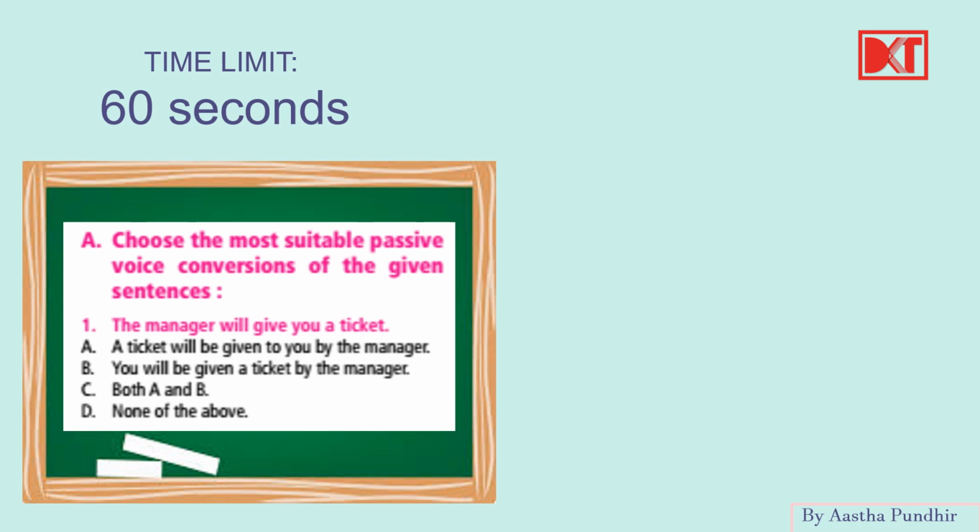Alright, so now we start off with the questions on active and passive voice. Here the first category of questions says choose the most suitable passive voice conversion of the given sentence. Given the sentence in active voice, choose the most suitable passive voice conversion. Let's see. Here the sentence says the manager will give you a ticket. A ticket will be given to you by the manager, or you will be given a ticket by the manager, or C, both A and B. Pretty easy. Both of these are correct. Both A and B.